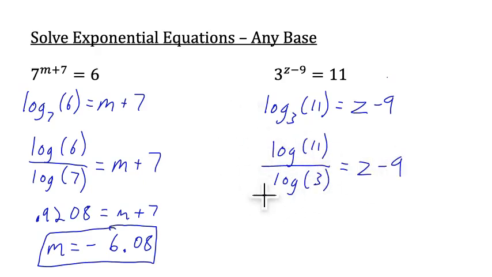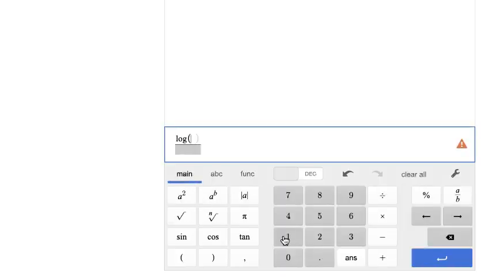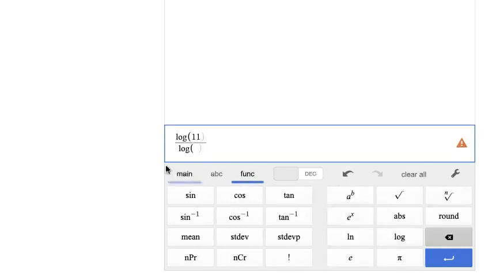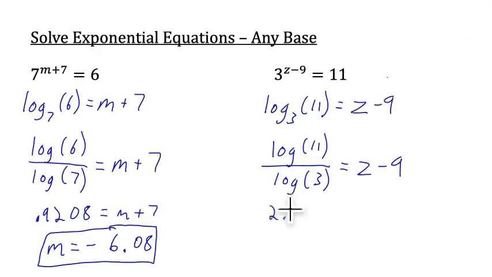Okay, now it's time to go to the scientific calculator to figure out what log 11 divided by log of 3 is. And using lots of decimal places, I'll do 2.1827. I'll just add 9 to both sides and get z equals 11.18.